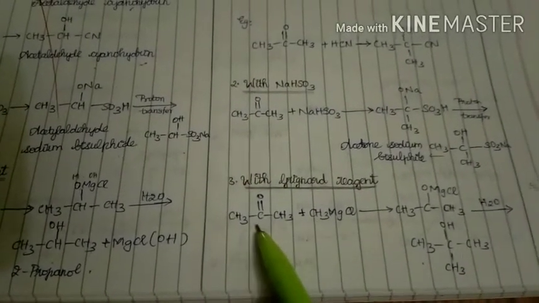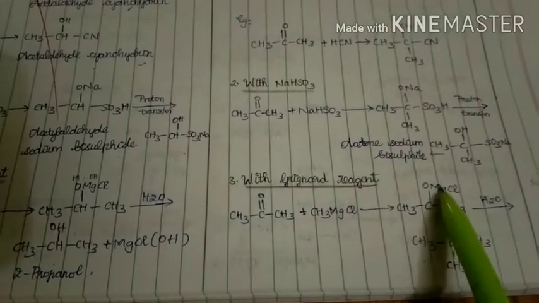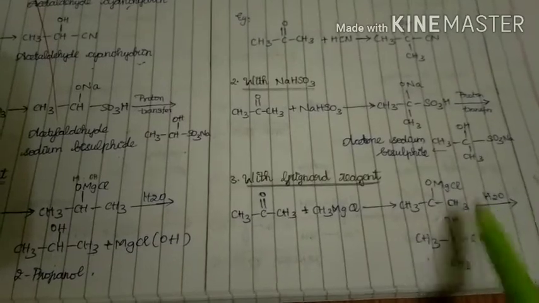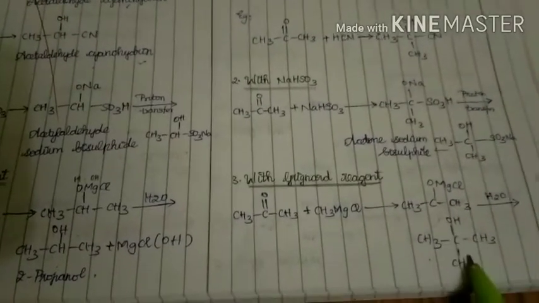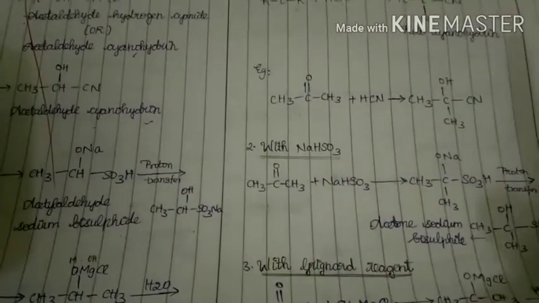Here CH3 comes here, MgCl comes here, and then we get this compound. This is unstable, so immediately it should undergo hydrolysis. Finally we get this compound. This is what? Tertiary alcohols. This is about reaction with Grignard reagent.